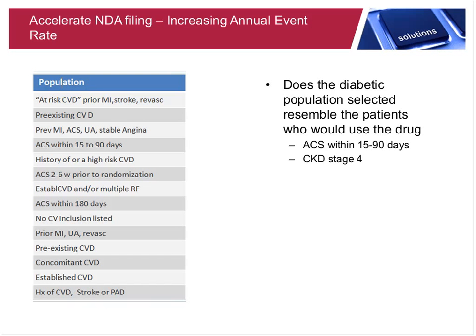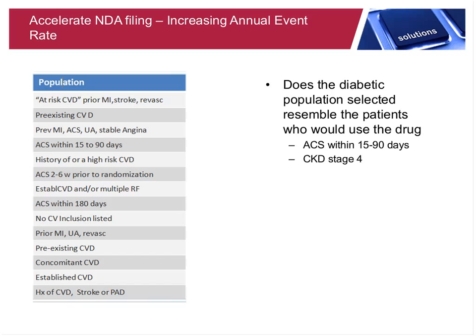So the other interesting point I wanted to bring out on the landscape slide, as we advance this slide, this is essentially the last column on the landscape slide I showed previously, is that there is a question of, does the diabetic population selected resemble the patients who would use the drug? For instance, ACS within 15 to 90 days, yes, diabetics are at high risk for coronary events, but is there perhaps over-selection or over-enrichment of the MACE rate that then studies a population that is not the typical population that would be receiving this drug?